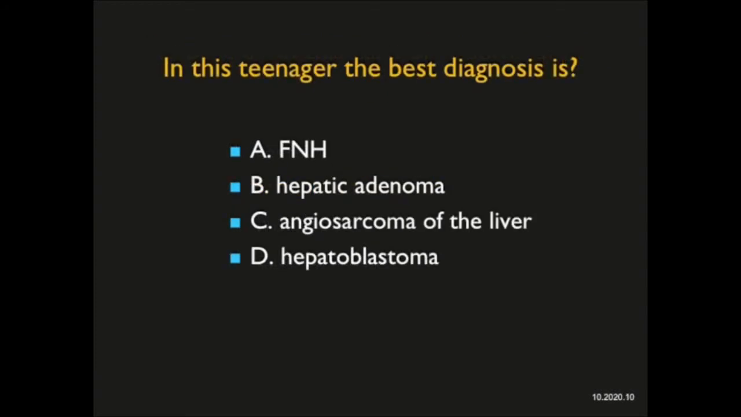In this teenager, the best diagnosis is which of the following masses. So the first thing, of course, you have to think is what's common in teenagers. So if I don't look at the images, FNH is usually in the 20s and 30s. There's a chance. Hepatic adenoma is similar. Angiosarcoma is very rare. Can be due to radiation. Can be due to vinyl chloride. And then you say hepatoblastoma. That's kids, single digits or in their teens. So already without looking at this, I'm thinking about hepatoblastoma, though of course I need to look at the images because maybe I'm just throwing you a curve.